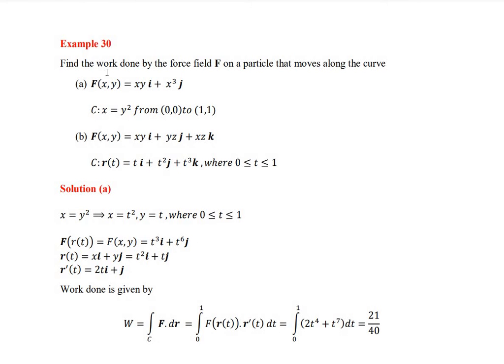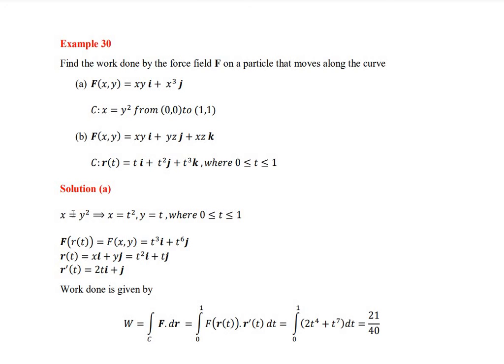Then one more question, find the work done by the force field vector F on a particle that moves along a curve. So first one, F of x, y is equal to xy i cap plus y cube j cap, where C is x equals y squared from the point (0,0) to (1,1). Next one is F of x, y, z is equal to xy i cap plus yz j cap plus xz k cap, where C is vector r of t is equal to t i cap plus t squared j cap plus t cube k cap, where t varies from 0 to 1.